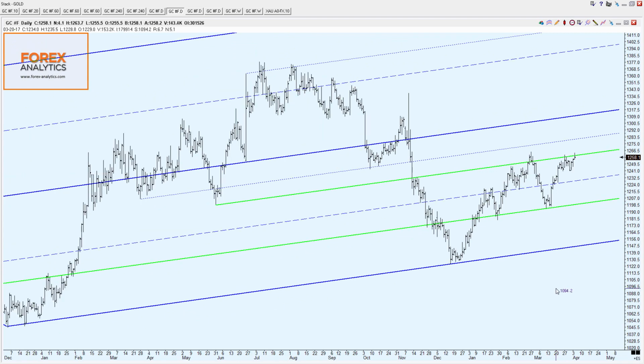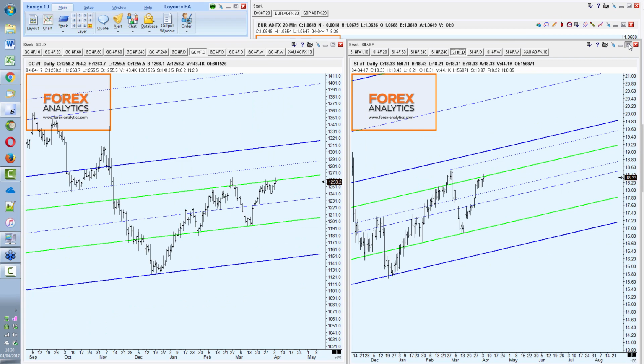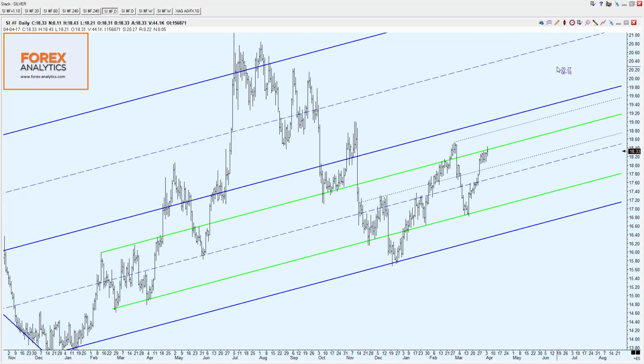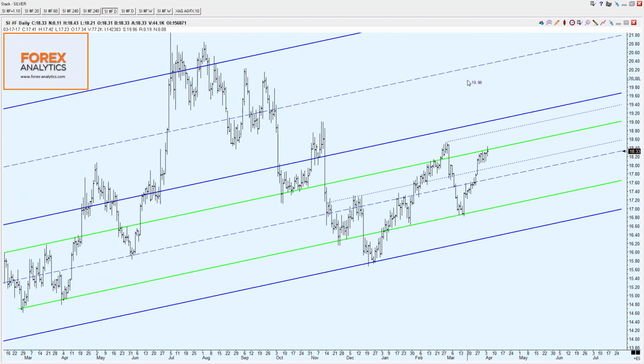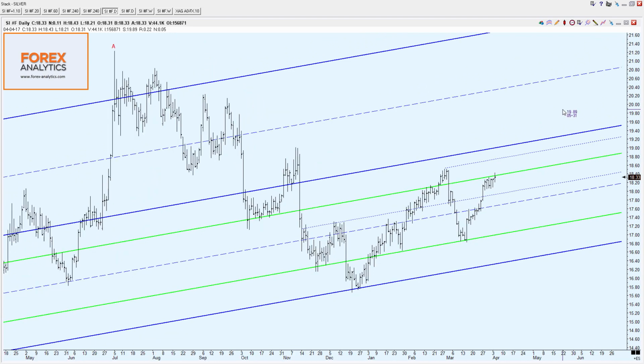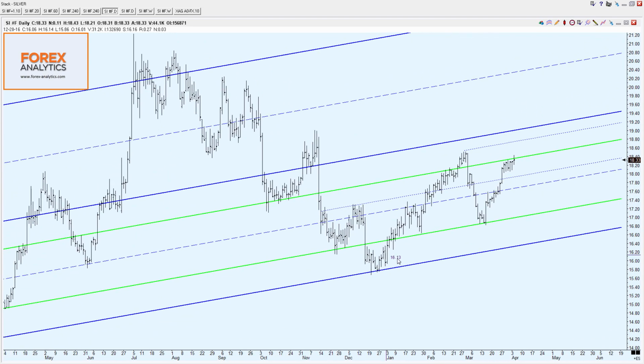What I try and do is work across markets as well, in the same way that gold and silver work together. You've got something like the euro against the DX working in kind of a different way. This is silver on a daily. I just want to show this very briefly while we're talking about this.